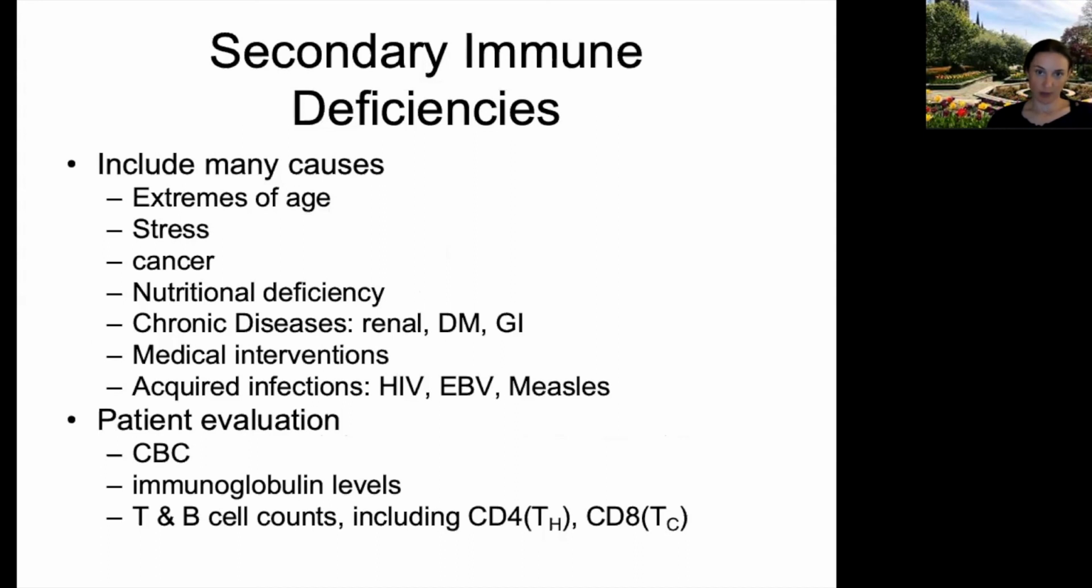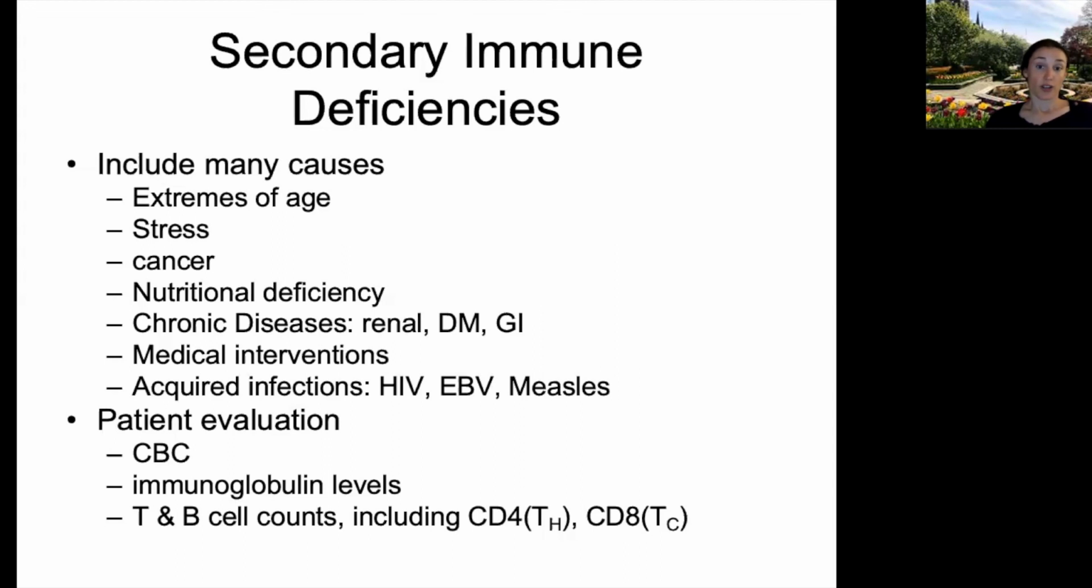Now, secondary immune deficiencies mean that they're caused by something else. So extremes of age, very young, very old, stress, cancer, nutritional deficiencies, chronic diseases such as kidney disease, diabetes, GI problems. Medical interventions can lead to immune deficiencies such as chemotherapy, radiation. Acquired infections such as HIV, Epstein-Barr virus, and measles can all lead to the development of an immune deficiency that is caused by something else.